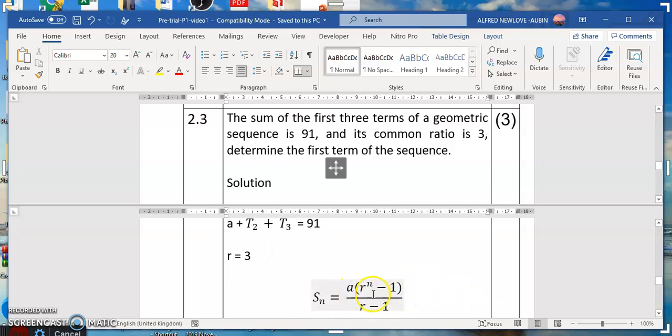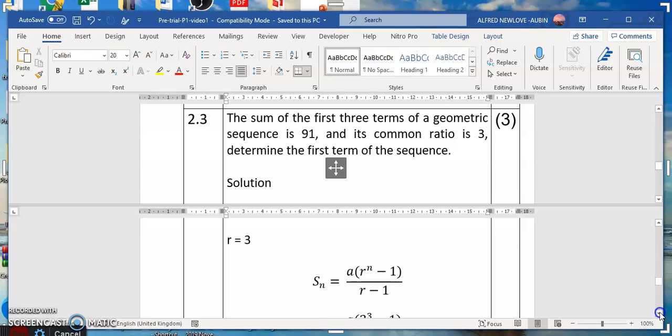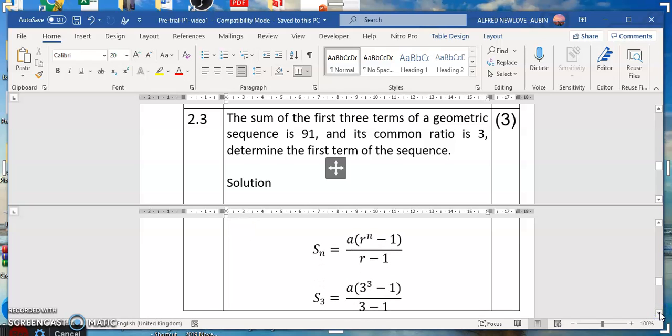And you check the formula sheet, the common geometric sequence, the sum of the first n terms of a geometric sequence is given by this, where a is the first term and r is the common ratio and n is the number of terms. So we are going to substitute, because the question says the first 3 terms. So it means n is going to be 3. We don't know a. r is already given as 3. It was given in the question. They said common ratio is what? 3.